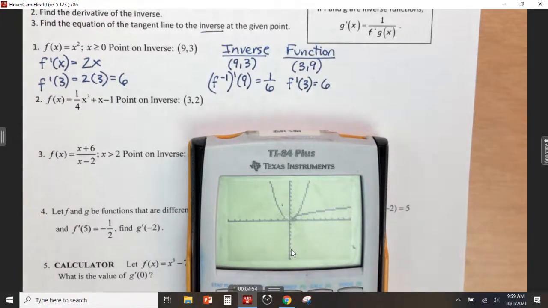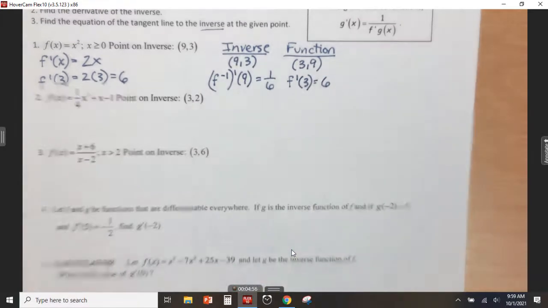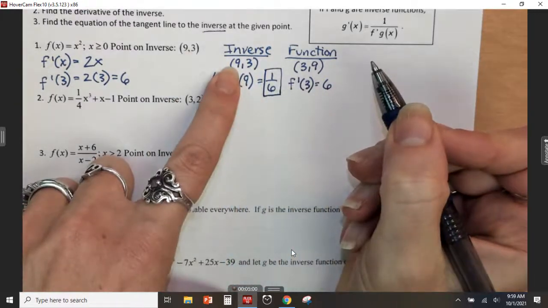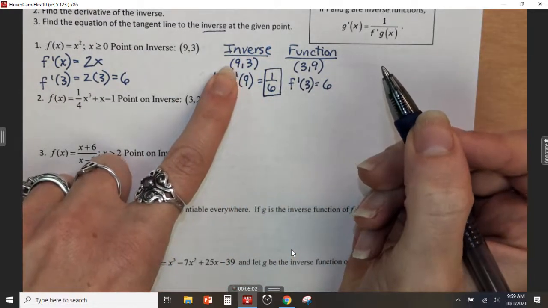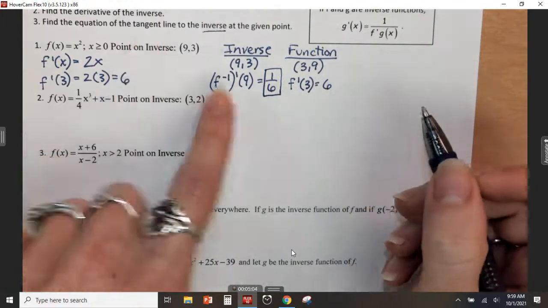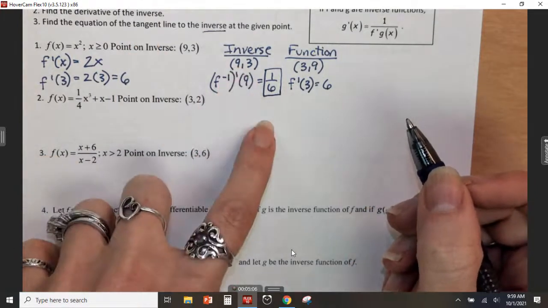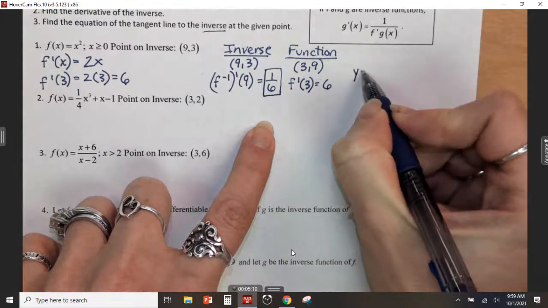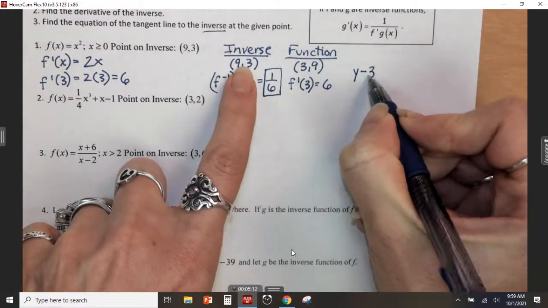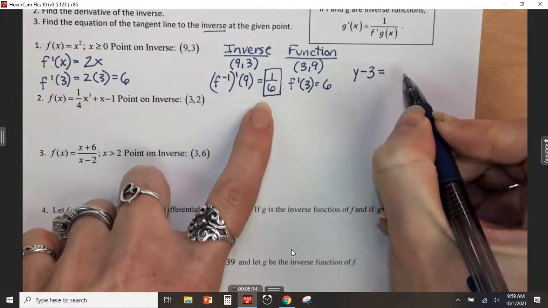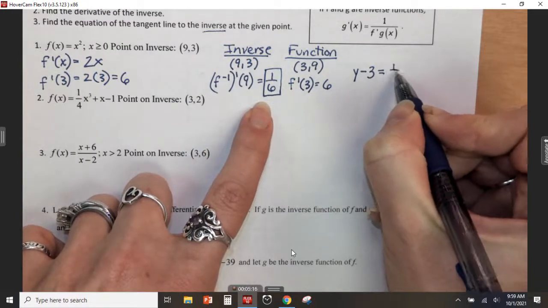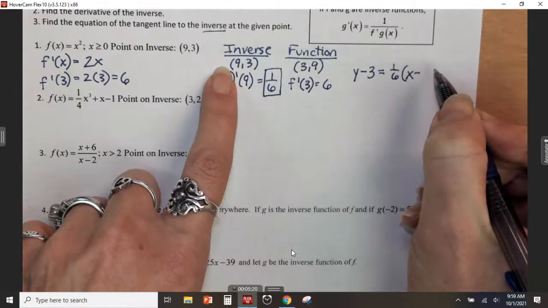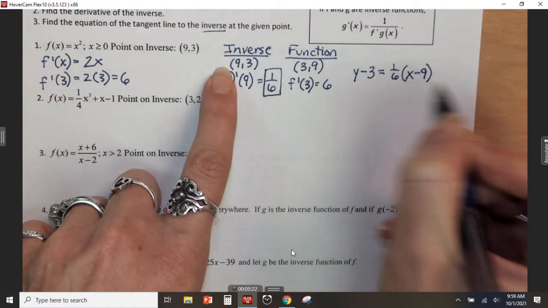No problem. All right, so we did find the derivative of the inverse at this given point, and now we're going to write the equation of the tangent line. We have a point, we have a slope, so we use those in the tangent line equation. Y minus y1, which would be 3 on the inverse, equals the slope of the inverse, 1/6, times x minus 9, which is the x-coordinate on the inverse.